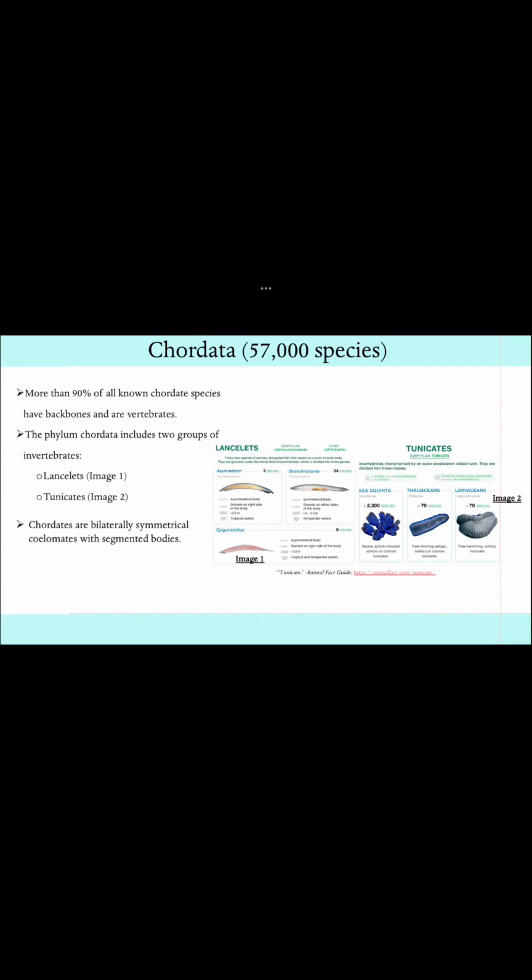The last of the 11 phyla is Chordata, which has 57,000 species. More than 90,000 of all known chordate species have backbones and are vertebrates. The phylum Chordata includes 2 groups of invertebrates, the lancelets and the tunicates. Vertebrates are bilaterally symmetrical coelomates with segmented bodies.